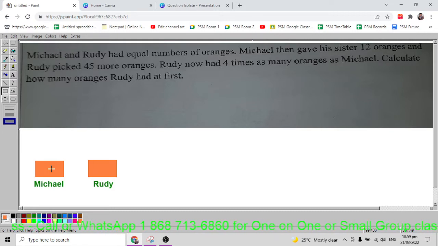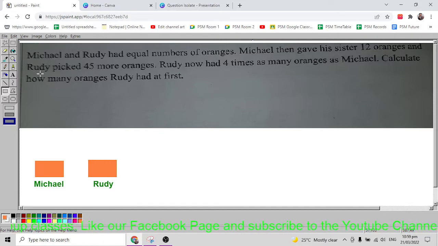When Michael gave 12 oranges to his sister, Michael has given away 12 oranges from his collection of oranges, right? Okay, from his basket of oranges. It is as if now Rudy has 12 oranges more than Michael. So now Rudy has 12 more oranges than Michael right now.